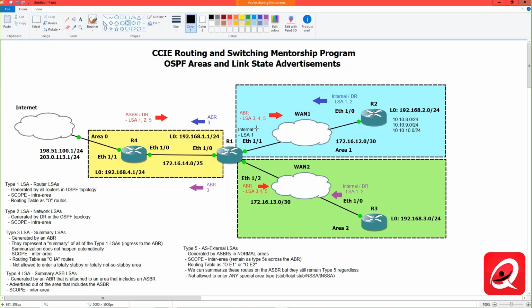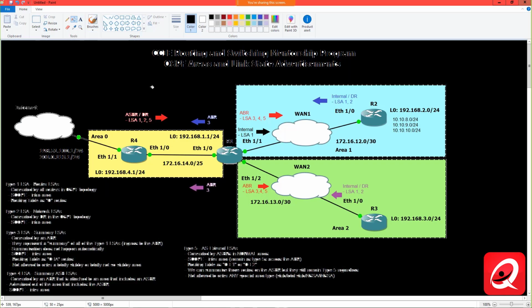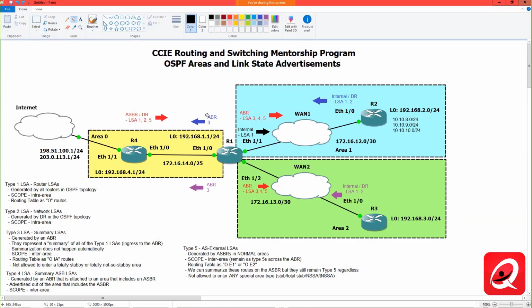We're definitely going to talk about type 7. All right. And I'm just going to put a black arrow. I don't want to keep putting more stuff on here, so I'm just going to put a black arrow here. So our type 1s are going into each of these areas here. And because router 1 is not an ABR, it's not going to generate type 2s. Does that make sense? So we're sending in our type 1s in each of these areas.